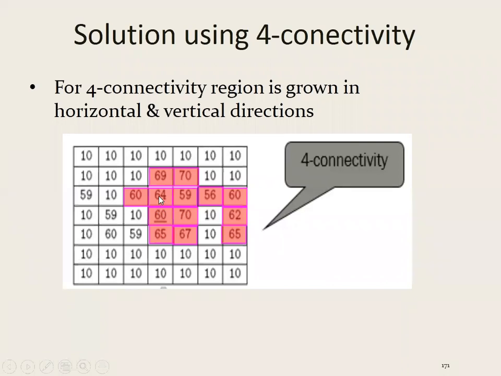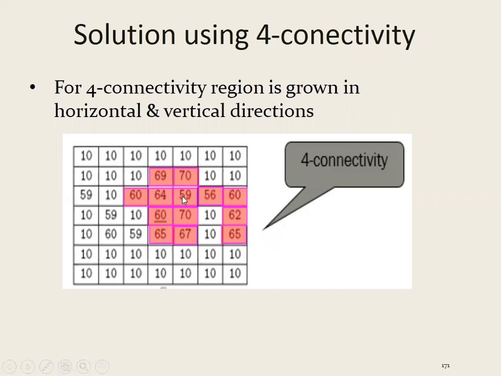Then we can go to 64 and again see the 4 connectivities. That means left direction, right direction, top of 64 and bottom of 64. So we have to see 16, 69, 59 and 16. Which of the pixels are near to 64, if they are fulfilling our threshold value less than or equal to 5? 16 is similar with 64 because the difference is less than or equal to 5. 69 is also less than or equal to 5. So it's also similar with 64.